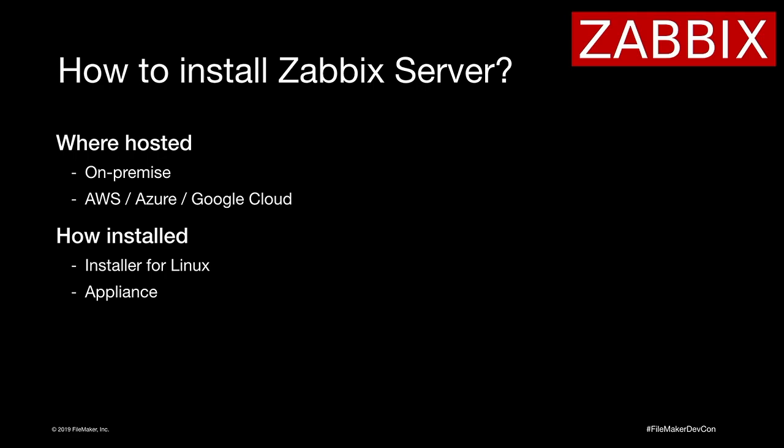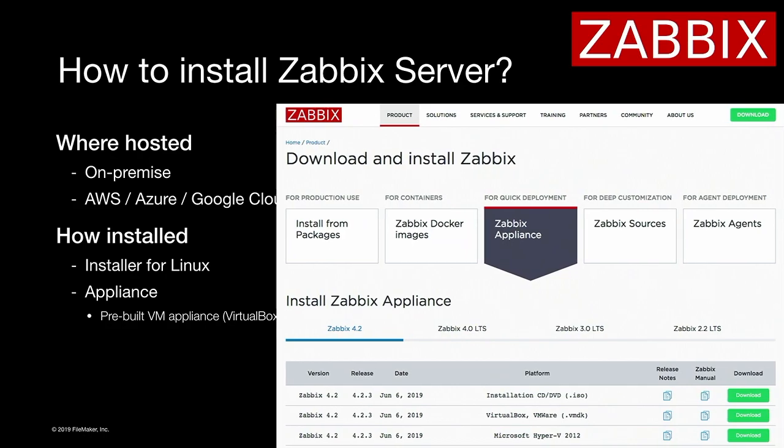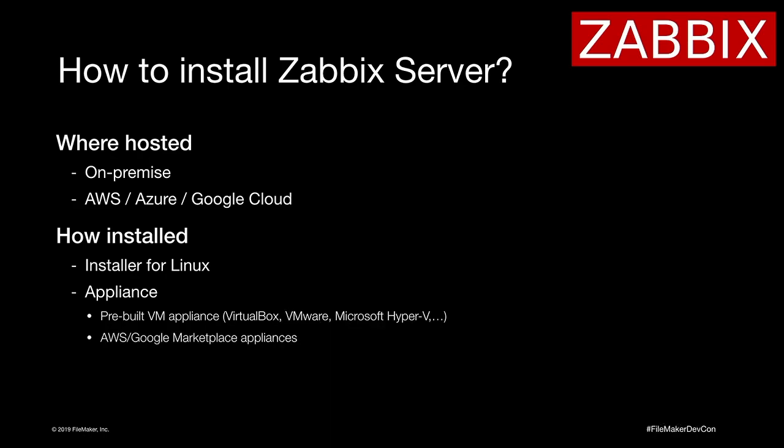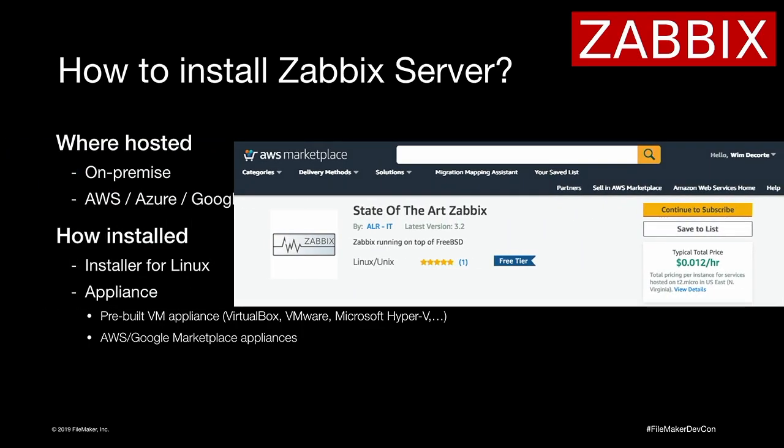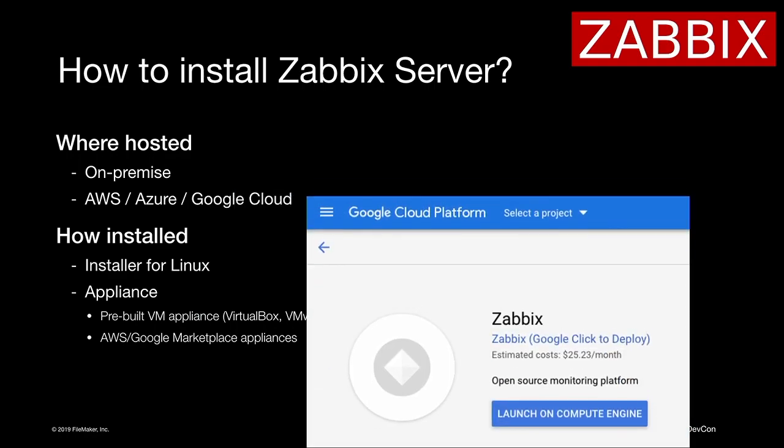Once you decide where the server is going to be hosted, then you can either do the full installation yourself, or you can choose to use an appliance, which is essentially a virtual machine image that has both the operating system and the Zabbix server pre-installed on it. If your server would be an on-premise virtual machine, then you can download the appliance image from the Zabbix website. And if instead you're using AWS or Google Cloud, both of those marketplaces have Zabbix appliances available. There it is for AWS and for Google Cloud.